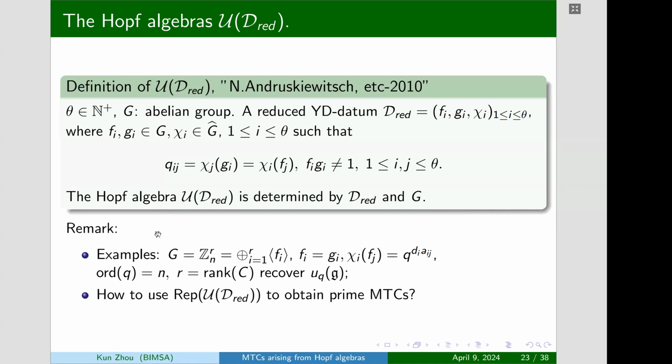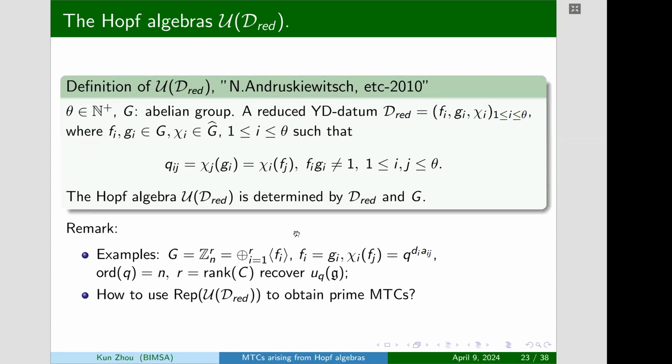For example, given a simple Lie algebra g, if we denote its Cartan matrix by C, let R be the rank of C, and let N be the order of q. If we let G equal to R copies of Z_N, and f_i equal to g_i, which are generators of G, chi_i(f_j) equals q^{d_i a_ij}. Here, a_ij is the Cartan matrix of C, and d_i is determined by the Cartan matrix C itself and the order q. Then the Hopf algebra U(D) reduced is just the small quantum group u_q(g). In this sense, we will call the Hopf algebra U(D) reduced a generalized small quantum group if it is finite dimensional.